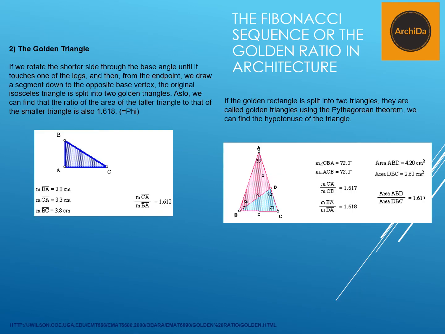The Fibonacci sequence not only works on rectangles. We also have a golden triangle. So if we rotate the shorter side through the base angle until it touches one of the legs, and then from the end point we draw a segment down to the opposite base vertex, the original isosceles triangle is split into two golden triangles. Also, we can find that the ratio of the area of the taller triangle to that of the smaller triangle is also 1.618. So if the golden rectangle is split into two triangles, they are called golden triangles. Using the Pythagorean theorem, we can find the hypotenuse of the triangle.